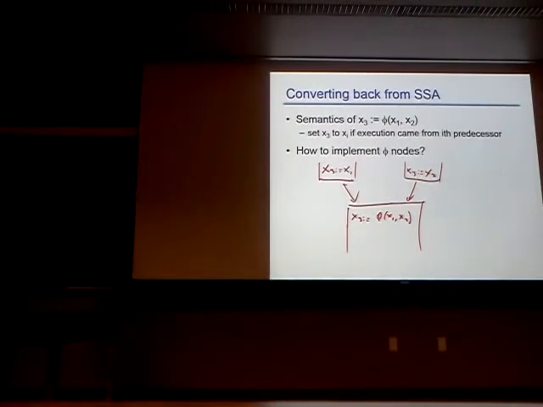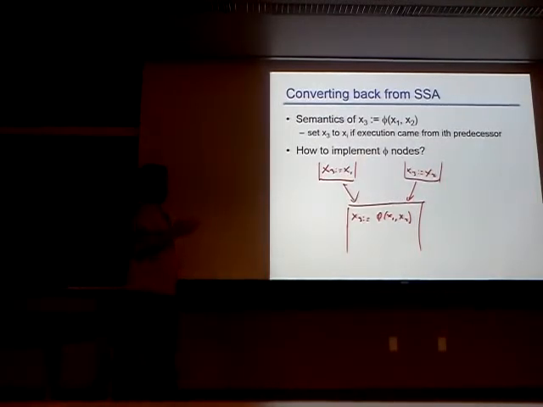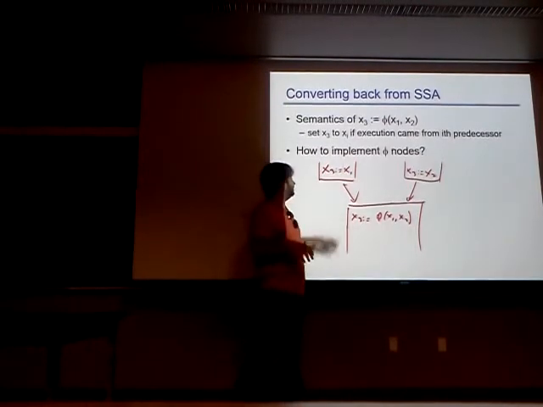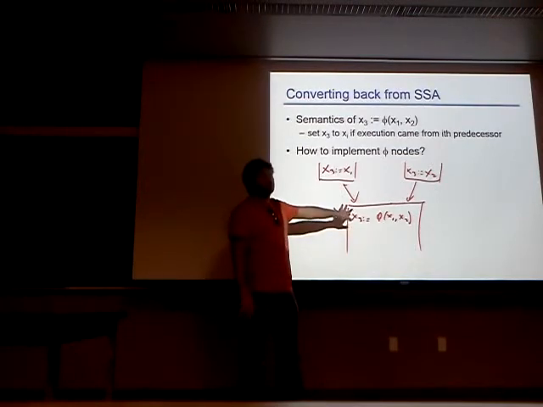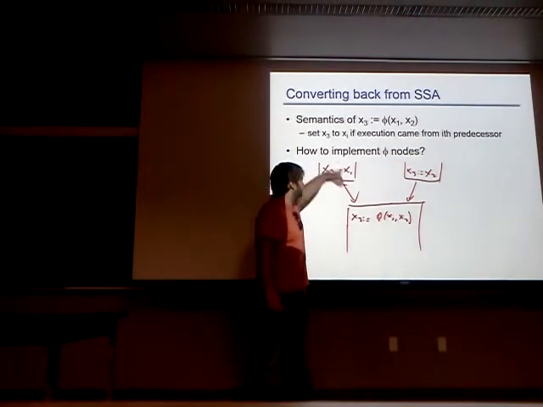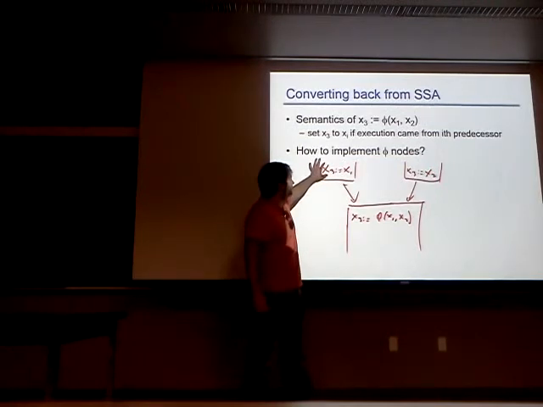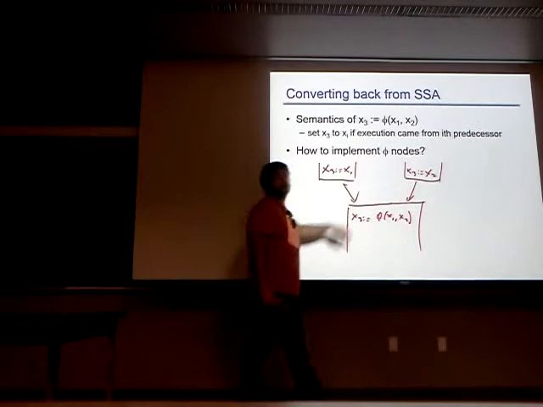And notice how simple this is. It's really, really easy. All you're doing is inserting assignments to x3, and it deals perfectly with doing the right thing. It's going to set x3 depending on which side you come from, so you insert these assignments at the end of the basic blocks that came in from these two areas.